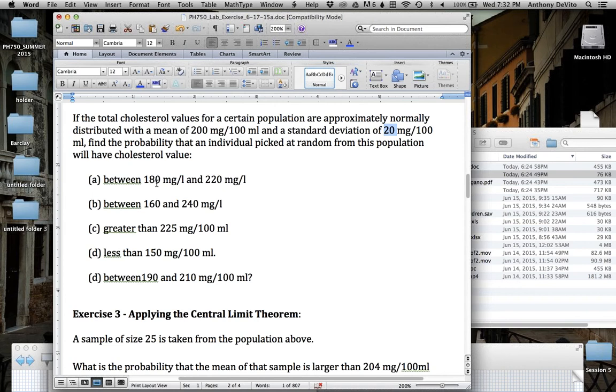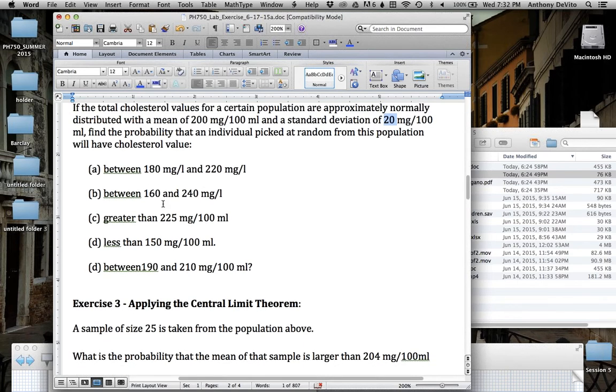Well, that's one standard deviation below and one standard deviation above. So the probability they would be in that range is about 68%. Everybody comfortable with that? Makes sense? Okay, now we're dealing with the population again. What's the probability to be between 160 and 240? Two standard deviations apart, so it's going to be 95% certainty, right?